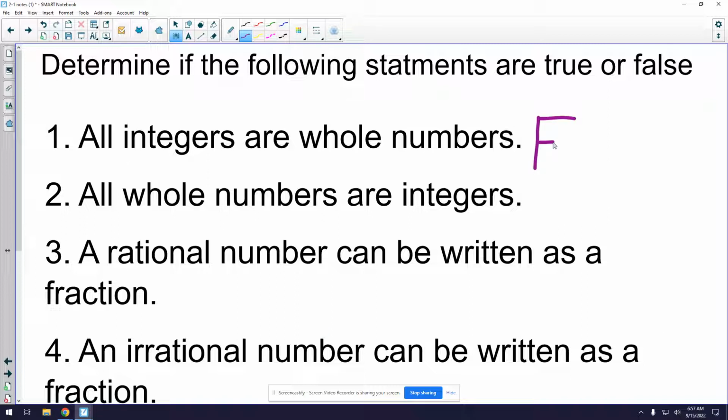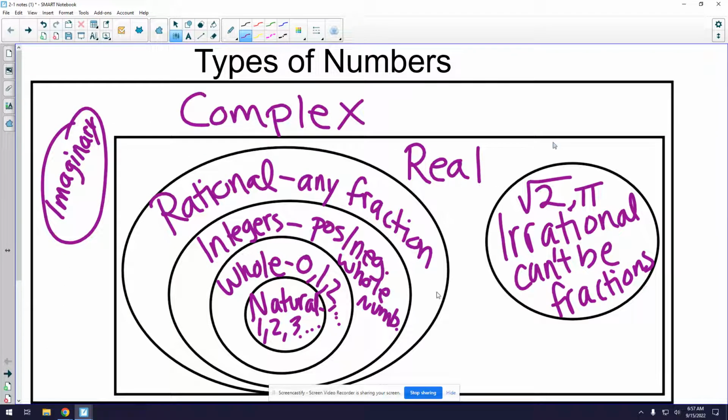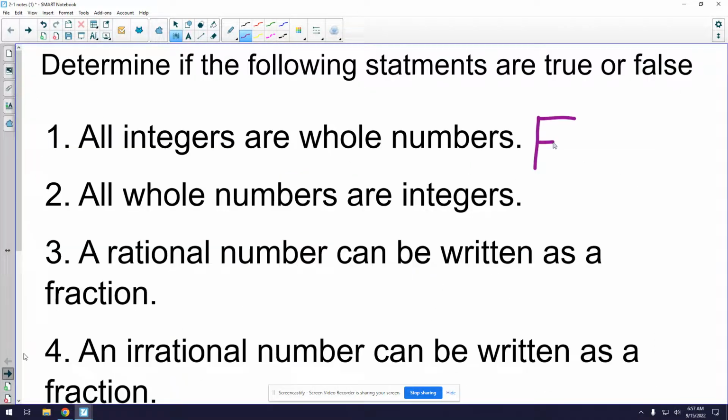All whole numbers are integers. If you're in the whole number circle, that is within the integers. So yes, all whole numbers are integers. Whatever circle you start in, or rectangle, you work your way out. You cannot work your way in.